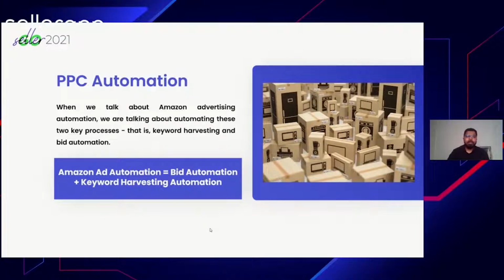This automation feature helps us with 2 key processes of Amazon advertising, that is keyword harvesting and bid optimization. For more information on how to set up automation, you could either reach out to us or look at some of our videos that will help you with running and setting up these automation rules on our platform.